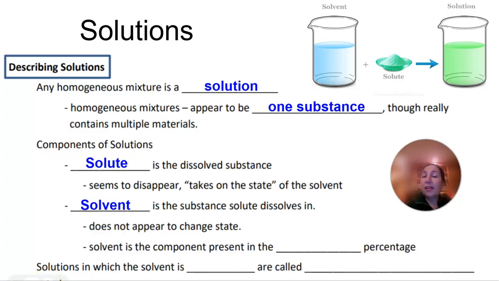And the solvent is the substance the solute dissolves in. So in this case, it looks like our solvent is water, and it's the water that our green solid is dissolving in. Our solvent does not appear to change state. And our solvent is the component present in the greater amount, in the highest percentage. So we usually say that the solvent is present in the greater amount, and the solute is present in a lesser amount. And solutions in which the solvent is water are called aqueous solutions.